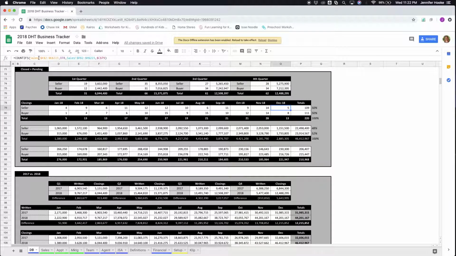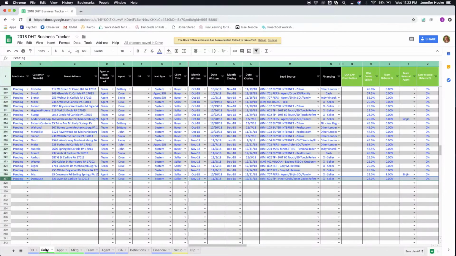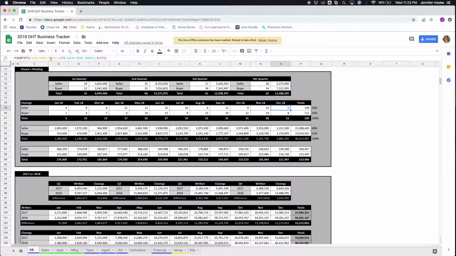So this is coming from the sales sheet, and you can disregard the dollar signs. I'm not sure why they get put in there, but they do. It's coming from column K of the sales input sheet, and specifically it's rows 2 through 223. So K2 through K223 is where the orange information is coming from. So if I look at the sales input sheet and I look at column K, that represents the month closing. So I'm going to keep that in the back of my mind. The orange represents month closing.